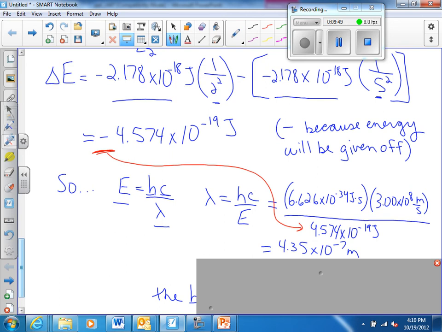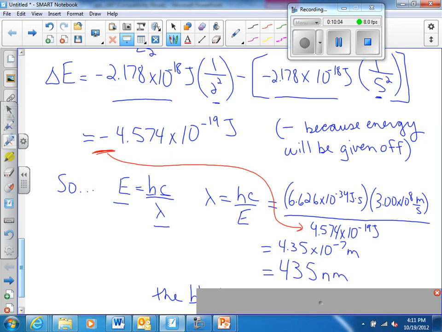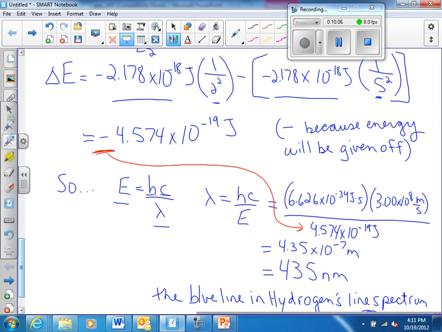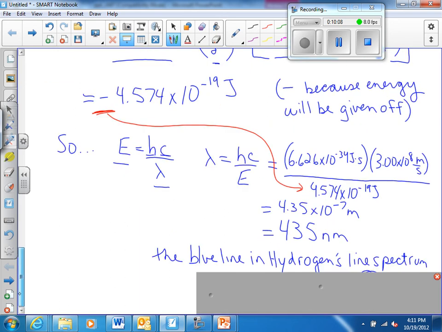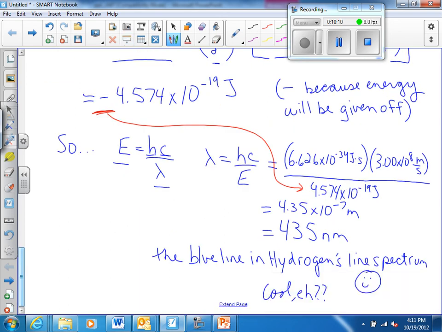Okay, so we get a number, 4.35 times 10 to the minus 7 meters. Now remember, we talk about light in terms of nanometers, the wavelengths of the visible range of light. So we'll convert that. We get 435 nanometers. That's the blue line in the hydrogen spectrum.